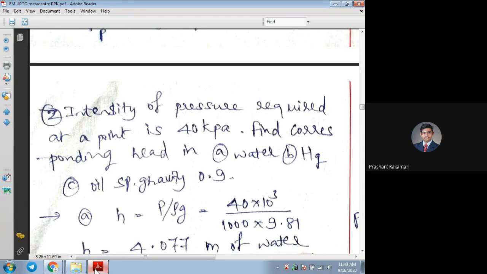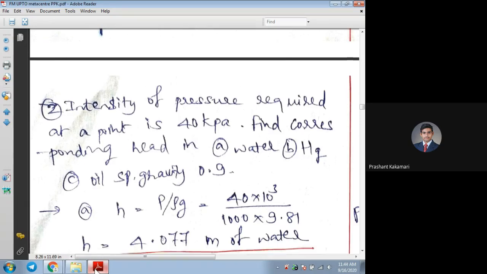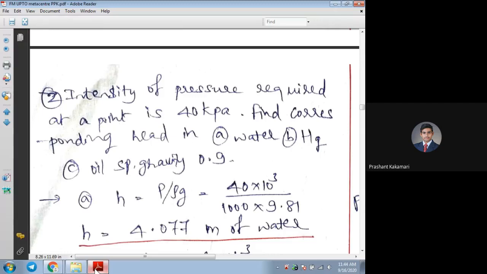So yes, we know that h equals P by rho g, we can find out. So for the water, 40 kilopascal, they have given 40 into 10 raised to 3. Density of water is 1000. g is 9.81. One can find out how much head is required for water.